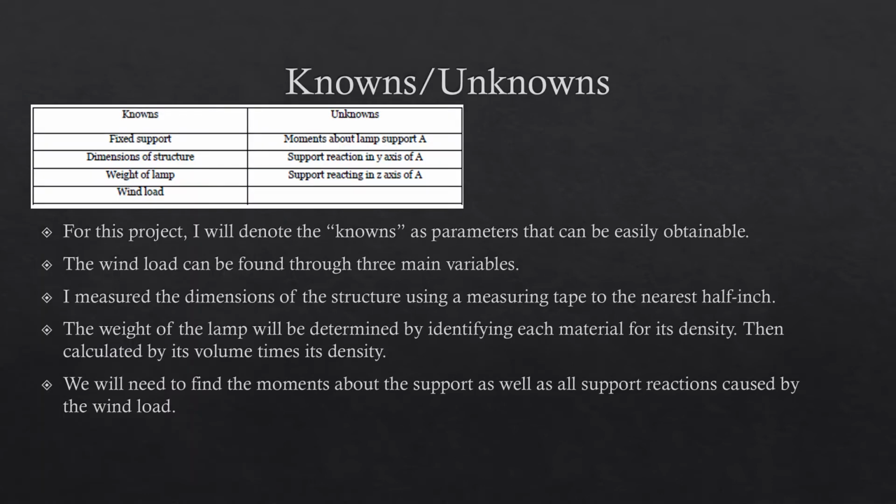For this project, I will denote the knowns as parameters that can be easily obtainable. The knowns of this structure include the wind load, the dimensions, the weight of the lamp, as well as what type of support the structure has. We will also need to find the moments about the support, as well as the support reactions caused by the wind load.